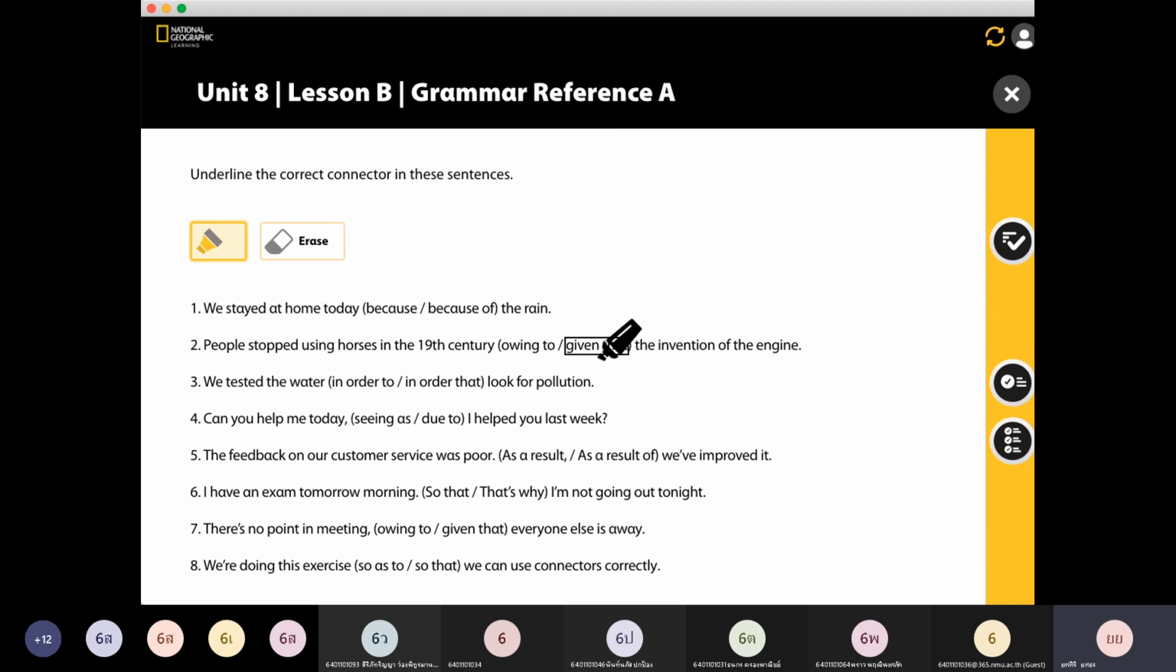So let's have a look at the exercises that we have here. In these 8 sentences, can you choose which connector is suitable for each sentence? I'll give you about 5 minutes to complete them, and then we can come back and talk about that.